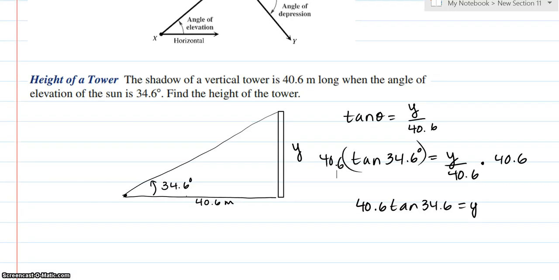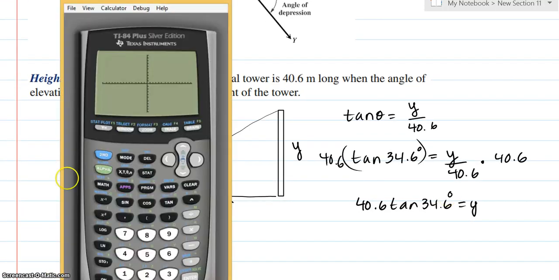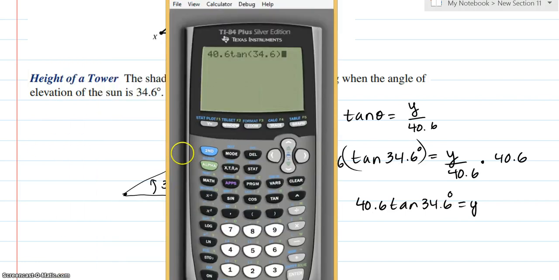So plug that in on your calculator. Again, making sure you're in degrees. And this time you just put in 34.6 here because it's already in decimal. And that should be your answer, about 28. And rounding to the nearest tenth is still 28. So I'm just going to say 28 meters.